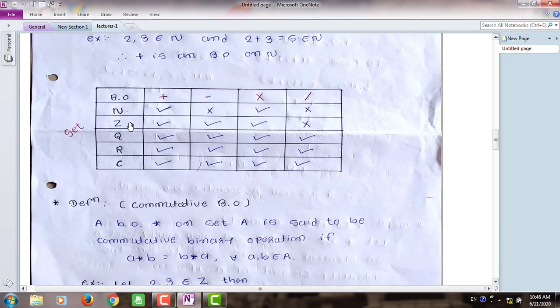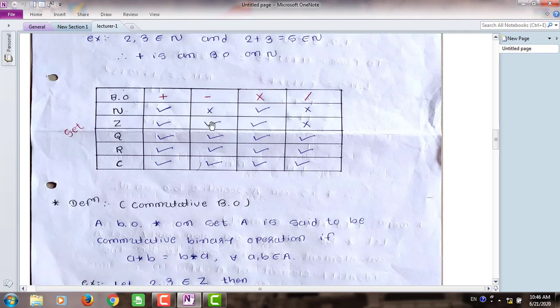The next set is the integer numbers, that is Z. The first binary operation is addition. Is addition a binary operation on Z? Yes, addition is a binary operation on Z. Why? Two elements belong to Z, and when we apply the binary operation, the answer is also in Z. So, addition is a binary operation on Z.